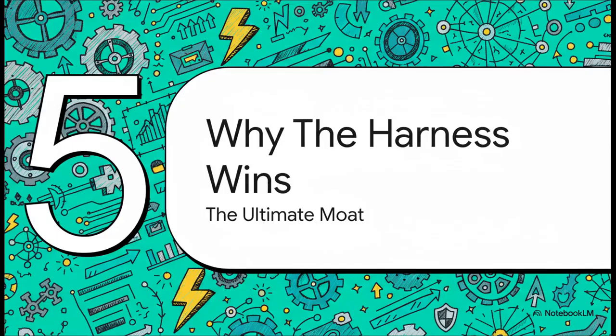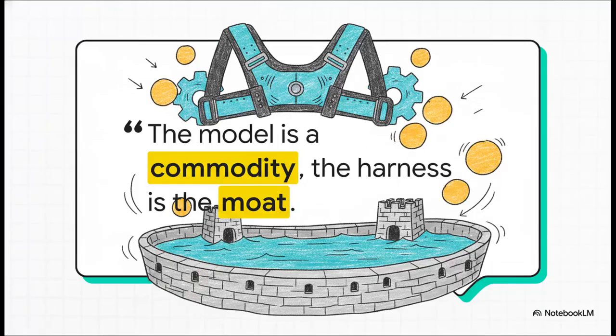Section 5. Why the harness wins. This leads us to the absolute most critical realization for anyone building, buying, or investing in AI architecture today. Microsoft's M-Security Harness team completely hit the nail on the head when they concluded, the model is a commodity, the harness is the moat. Because base models are commoditizing and catching up to each other so incredibly fast, the accumulated, governed, and organization-specific harness is your true commercial and functional moat.